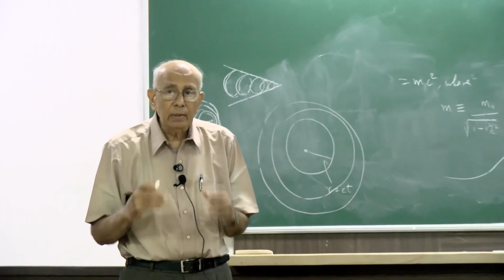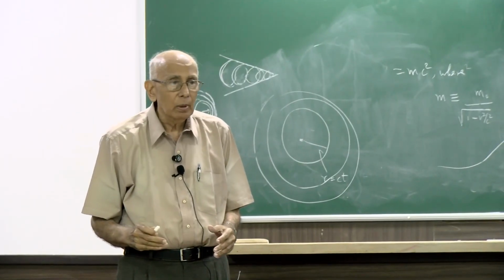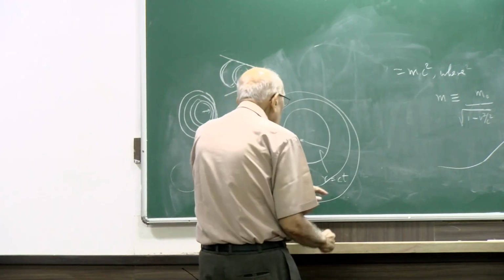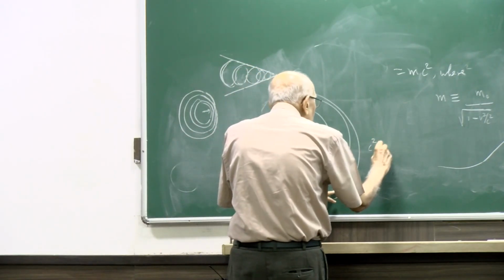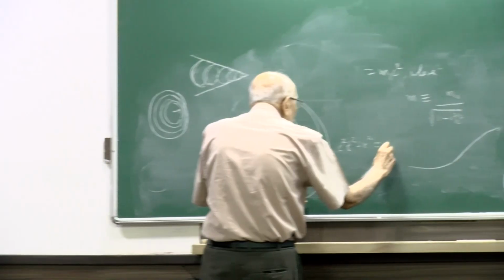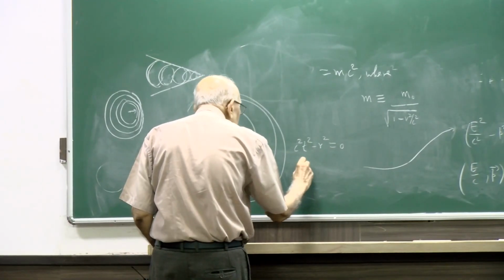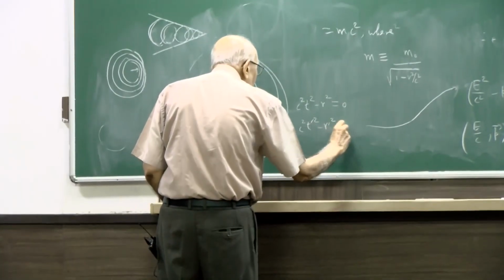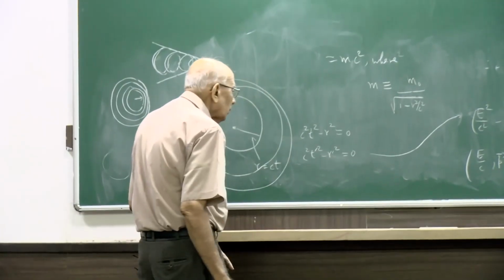He's got to see exactly the same spherical waves as before, the same shape. In other words, just as in this frame, c squared t squared minus r squared is 0, for the other observer he would see c squared t prime squared minus r prime squared equal to 0. Also spheres.